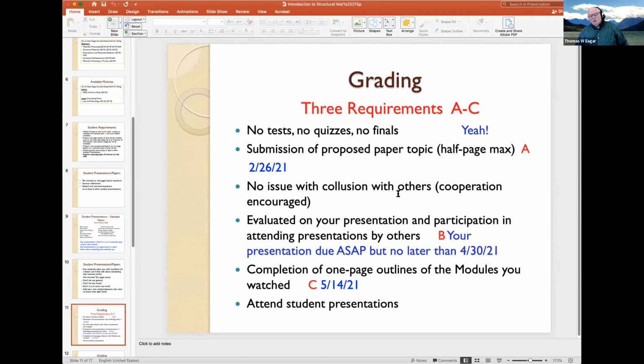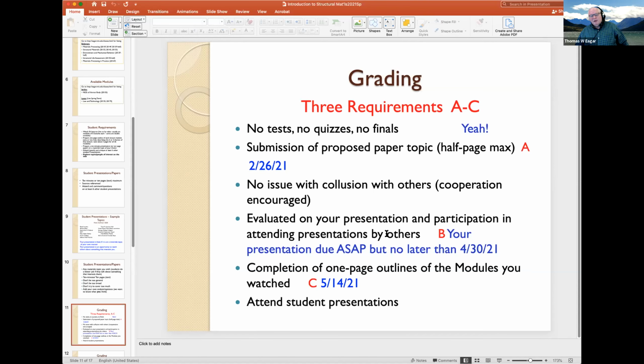No issue with collusion with others. I'm supposed to tell you that. It's part of the requirements of MIT. There are no quizzes, and I encourage you to talk to your classmates. That's the real world. You're going to be evaluated. I'm supposed to tell you that you'll be evaluated on your presentation and participation in class.